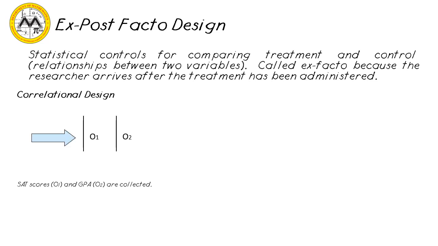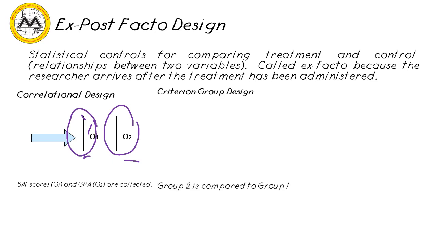So we have the correlational design. You have observed it already. There is the observation already, observation 1 and observation 2. So you're just going to compare the two after. We have also the criterion group design. So based on the criteria, you compare group 1 and group 2 on the data that you have collected.